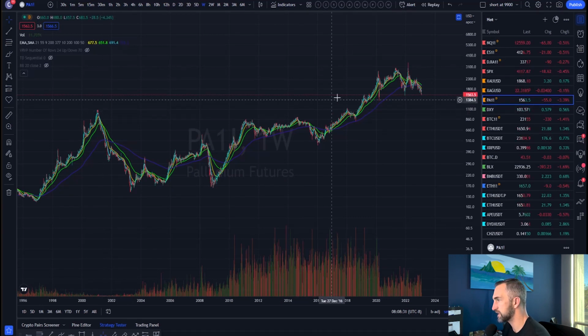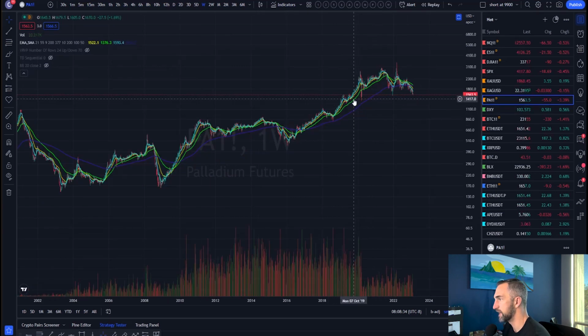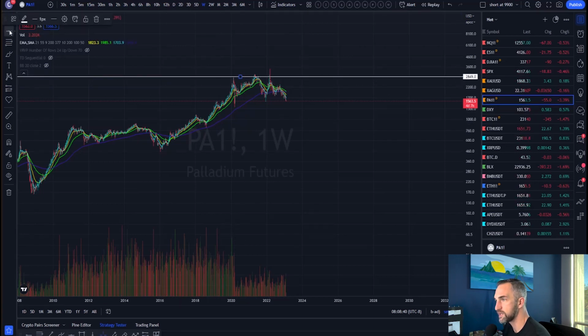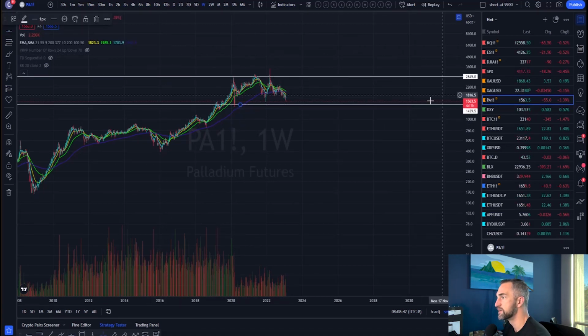So, yeah, big downside risk still, but I do think the new range established on palladium is going to be somewhere between here and here. So could we get a couple more swings between 2,800 and 1,500? Yes, I do think so.